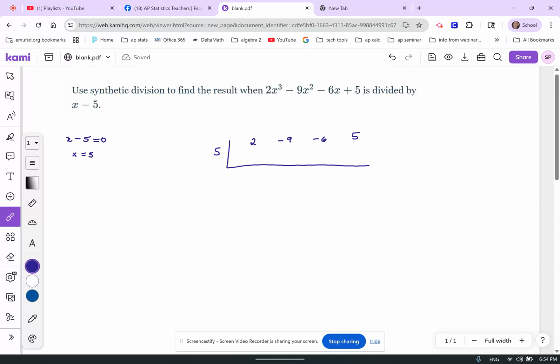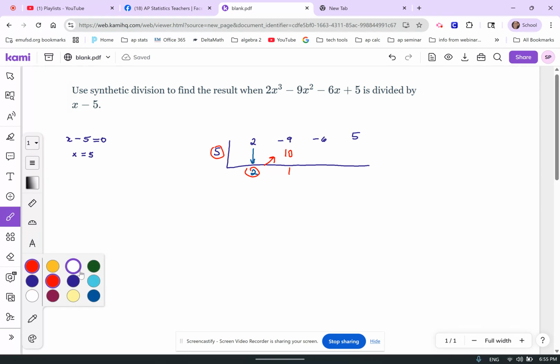You're then going to bring down the first coefficient, the 2, and you multiply the 5 and the 2 together. And when you do that, you get 10, and you put it under that second term. You add down, negative 9 and 10 is 1, and then you go through the same process again.